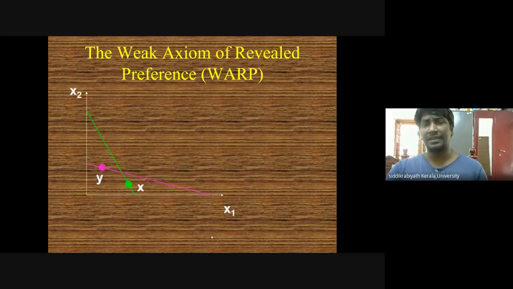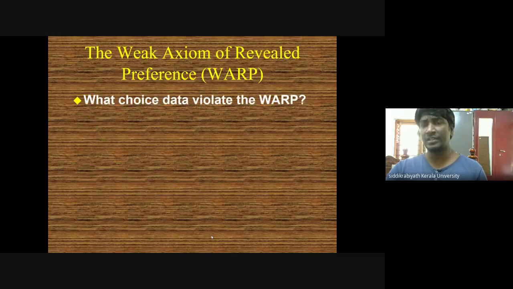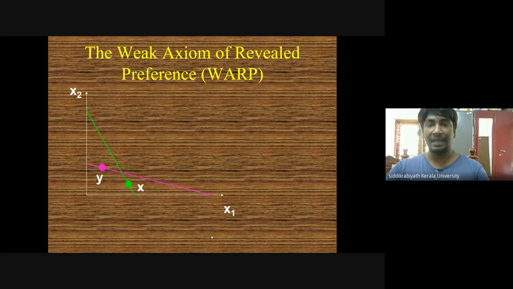Directly, we can understand this with an example: what choice data violate WARP? Let's see this question and see whether this is going to violate any of the assumptions which we made earlier. So in the graph, you can see that there are two vectors, right? Y vector and an X vector.